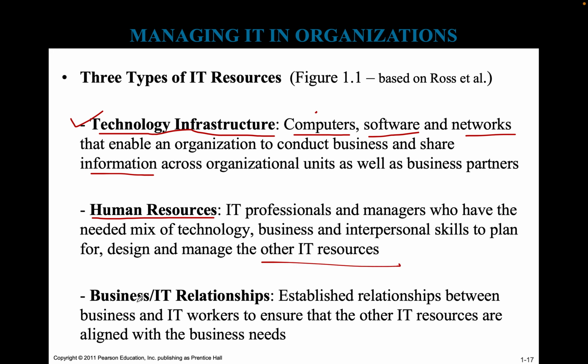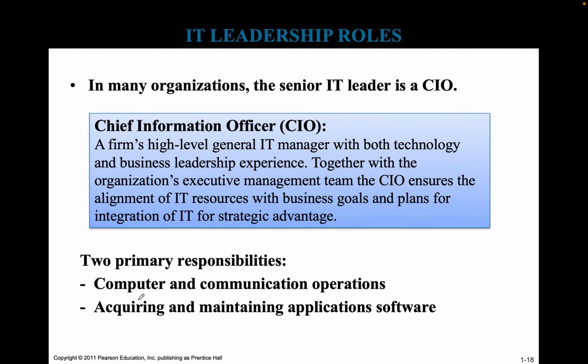The third one is the business IT relationship. The business on one hand and the IT infrastructure relationship must be correlated. Without correlation, the business will not work. They will be working separately. They will not integrate to maximize and give you that competitive advantage that you need to succeed in your business world. Now, establish relationship between business and IT workers to ensure that the other IT resources are aligned with the business needs. Okay? Now let's move on to the IT leadership role.